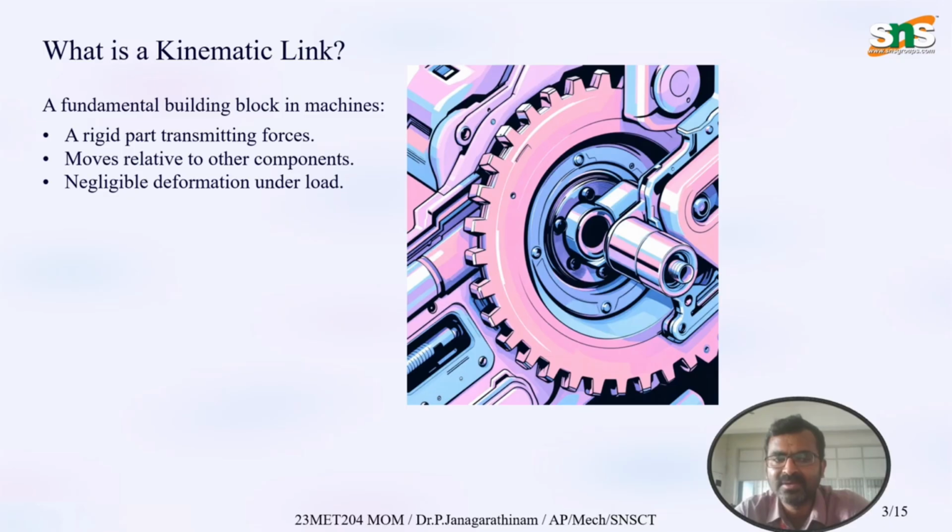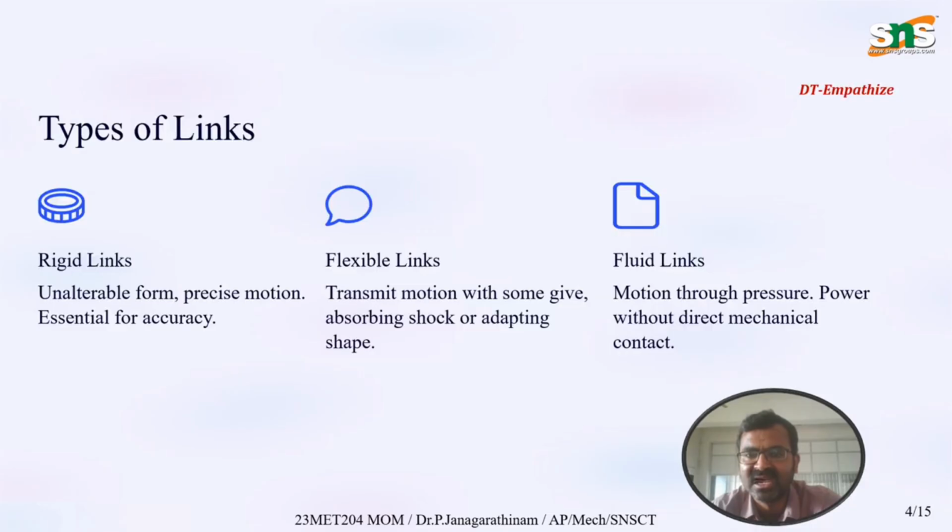So what is meant by a kinematic link? It is a rigid body that transmits forces and moves relative to another component, with negligible deformation under load. This is one of the rigid parts of a particular machine or mechanism which moves relative to another component, which means another link, with negligible deformation under the loading condition. This is the kinematic link.